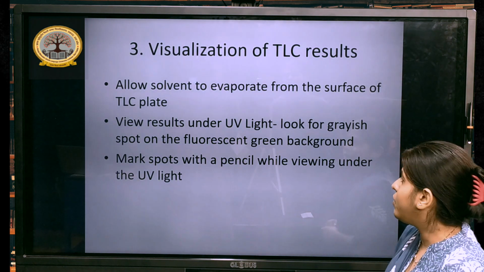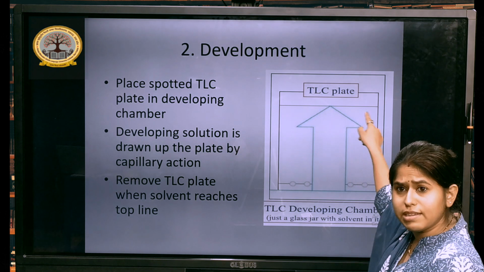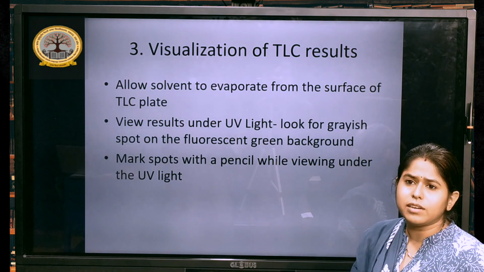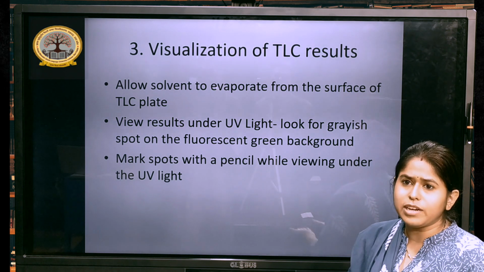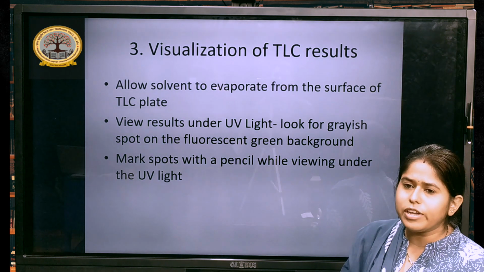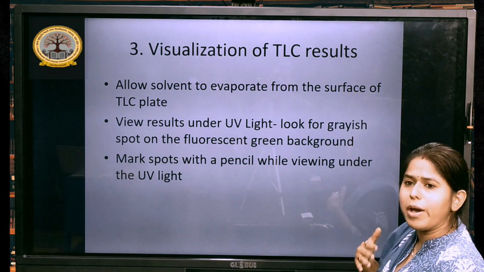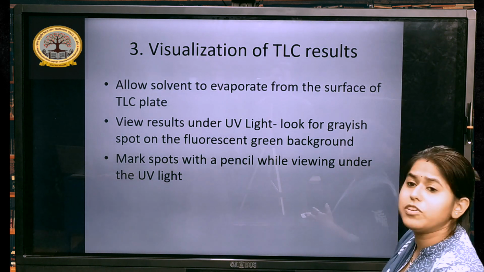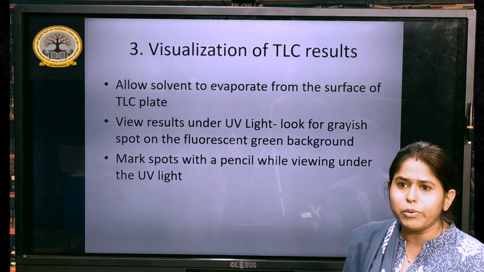After the solvent has reached the line, our finishing line that we had marked, we will take out the plate and put it outside so that the volatile solvent that we had applied on it evaporates and our plate is in the dried form. Now we will visualize. I want to see where my different components are.